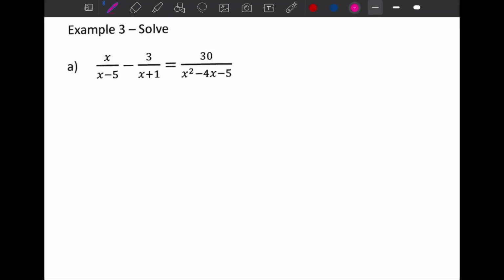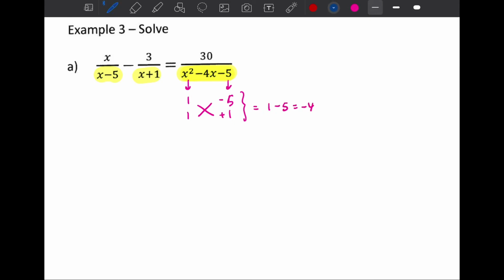Example 3. Similar to the previous question, we do have 3 different denominators. And it looks like the third one over here can be further factored. So let's try factoring first. 1, 1, and 5 is a prime number, so 5 times 1. Because the middle coefficient is negative, I would like to keep the bigger number negative. And when we cross multiply, we should get 1 minus 5, which is negative 4.